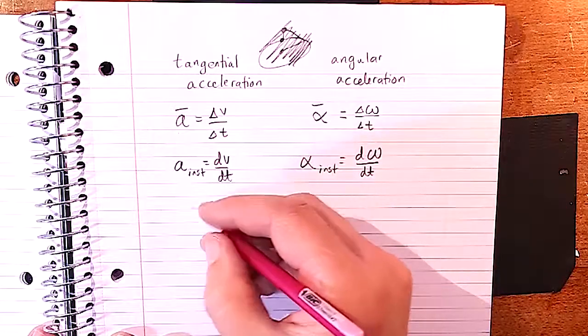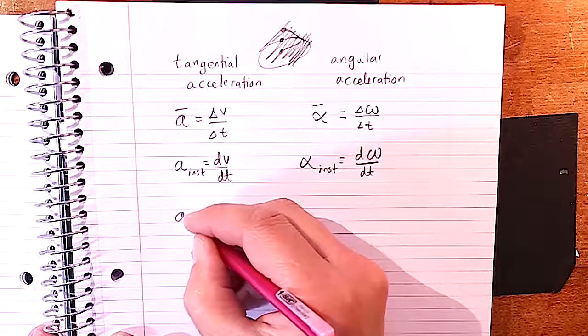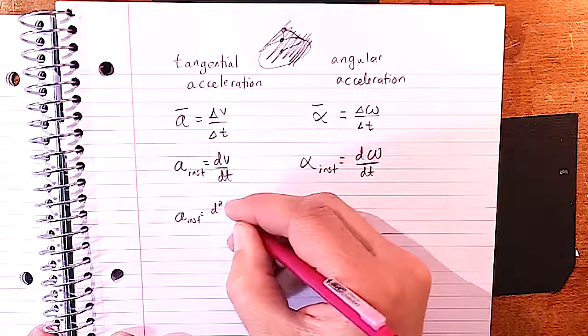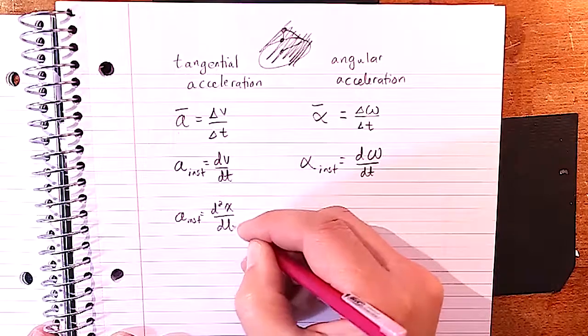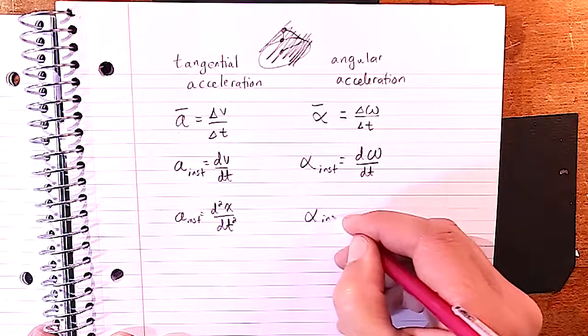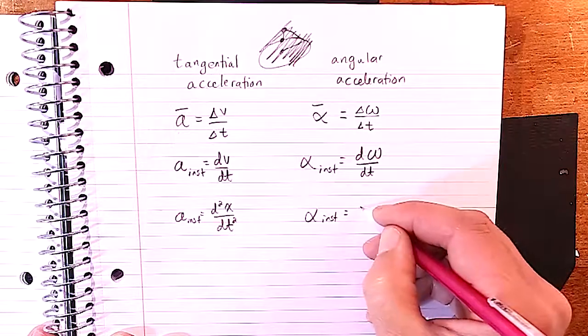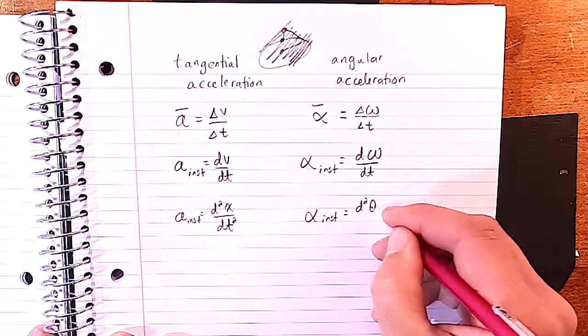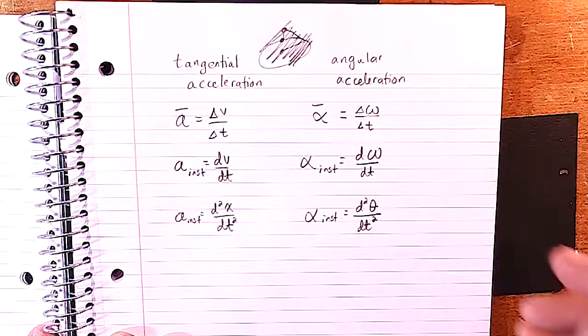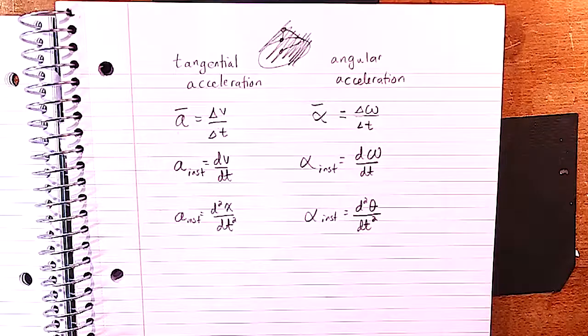Now, we know from before that we could also look at that as the second derivative of position. So therefore, we can also look at alpha instantaneous as the second derivative of the angular displacement, theta, with respect to time.